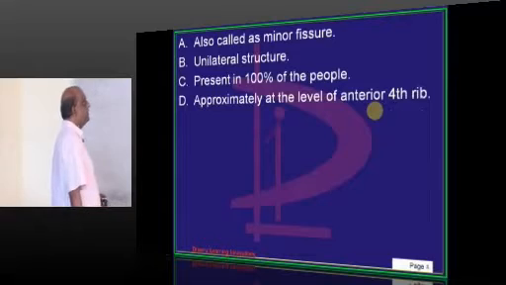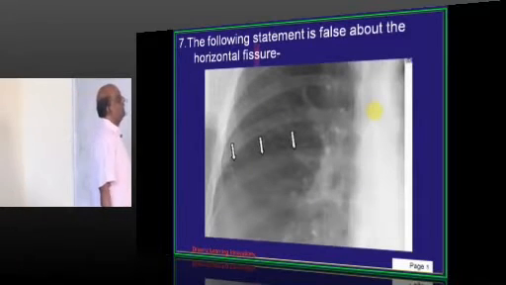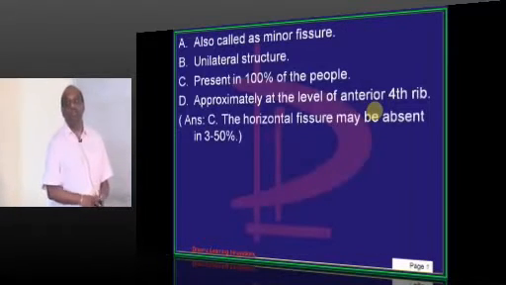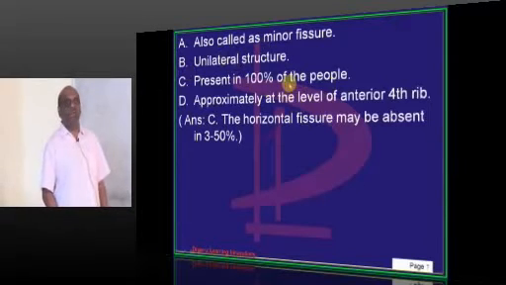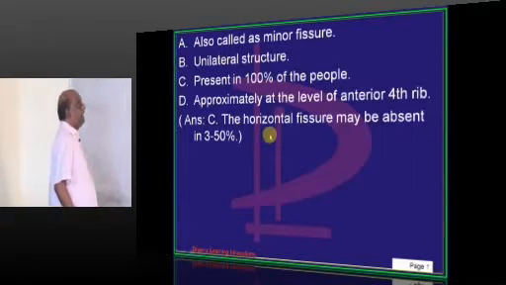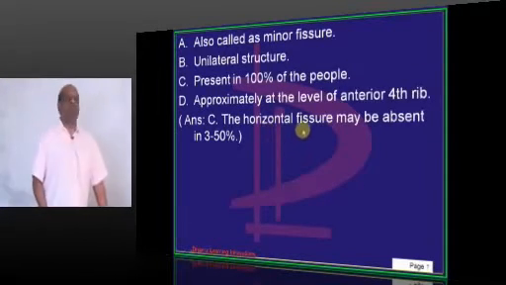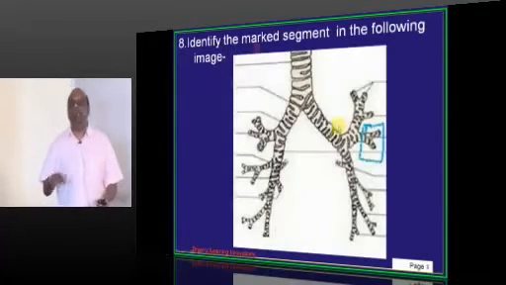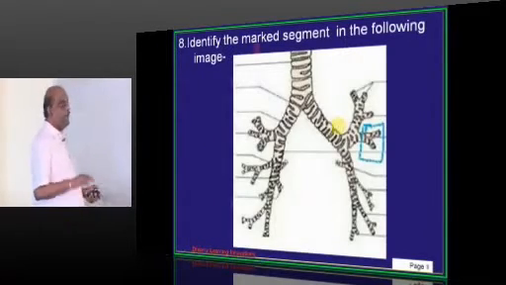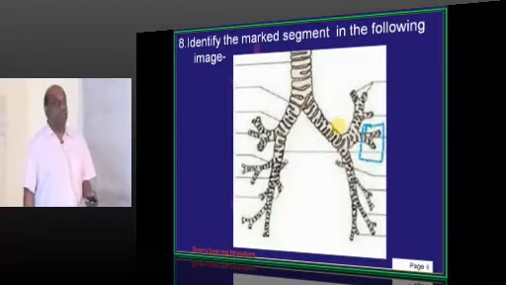what is a statement which is not a true statement? It is also called the minor fissure. It's unilateral, only on the right side, and it is absent in about 3 to 50%, and it is at the level of the fourth rib is what you need to know, the anatomical landmark.